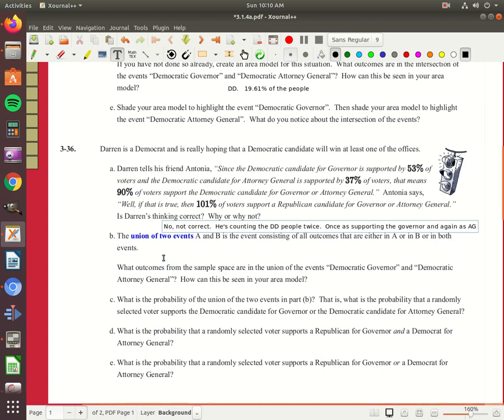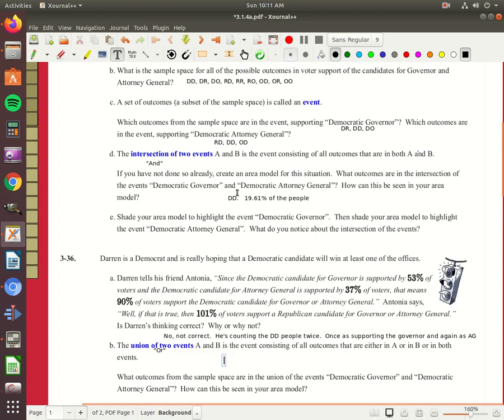So the union, by the way, we're going to find out, and this would be a good thing to put in our notes, is an or question. A union is or, it's one or the other. So it says the union of A and B is the event consisting of all outcomes that are in either A or in B, or in both events. So what outcomes from the sample space are in the union of the events Democratic governor and Democratic attorney general? How can this be seen in your area model? So again, here it was the and, so it had to be both, right?